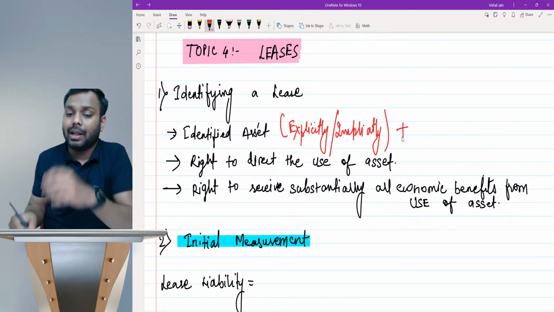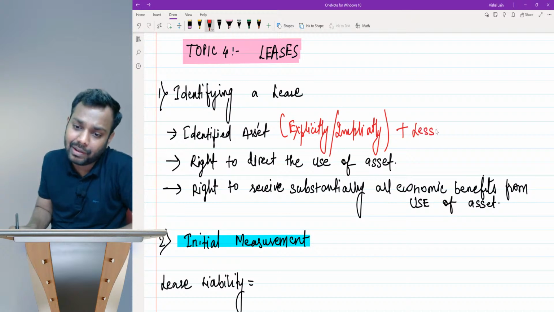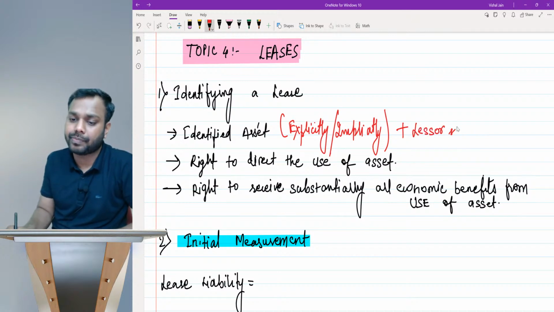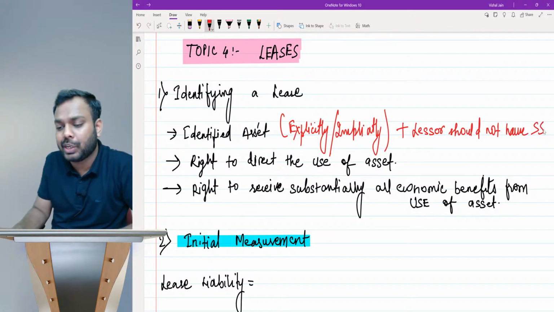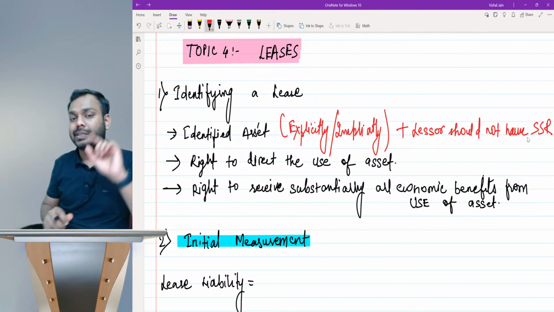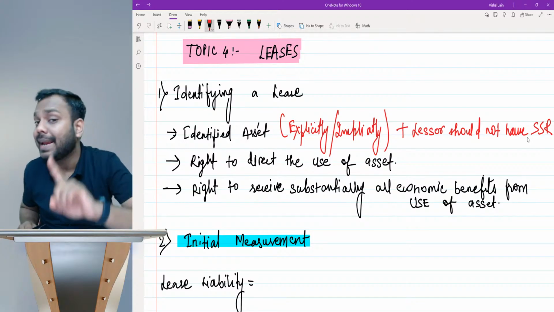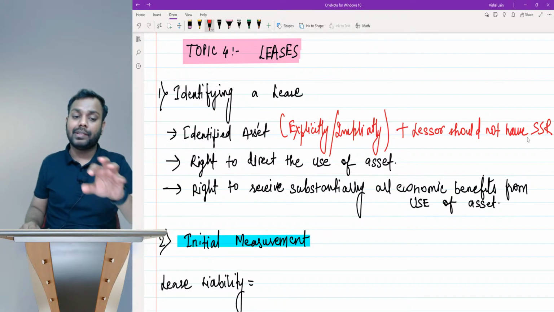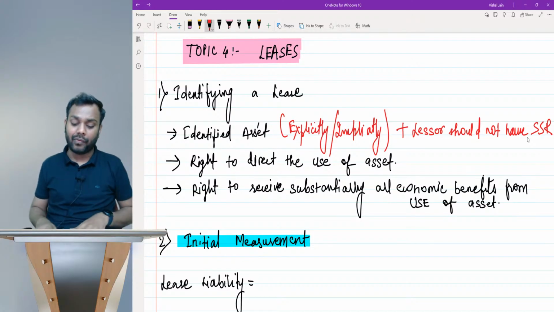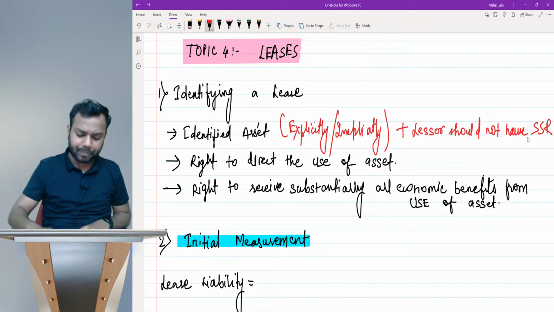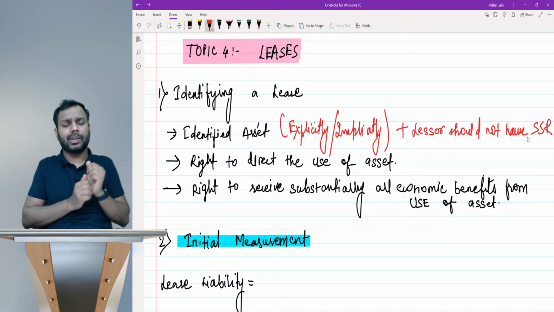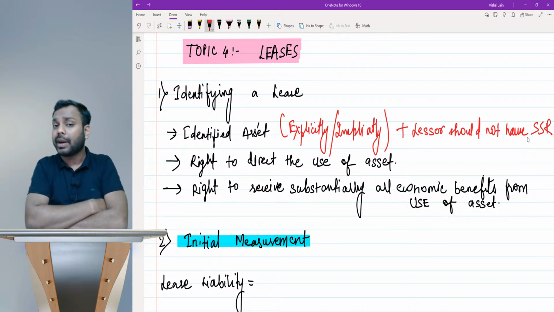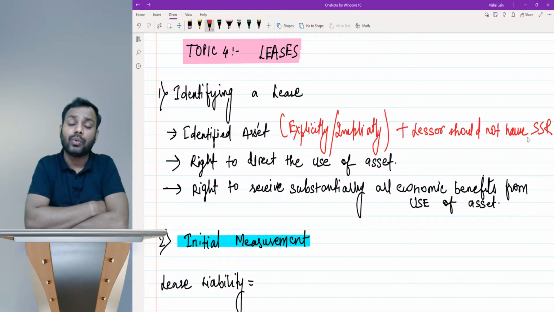Now I am telling lessor should not have substantive substitution rights, SSR. Is that clear? This is the meaning of identified asset. Now tell me, when I am taking the right of use of any asset, am I getting the ownership? No, I am not getting the ownership, right? I am getting only the right to use.